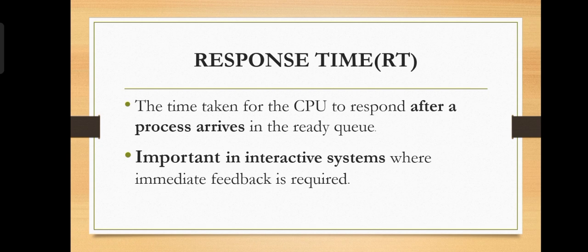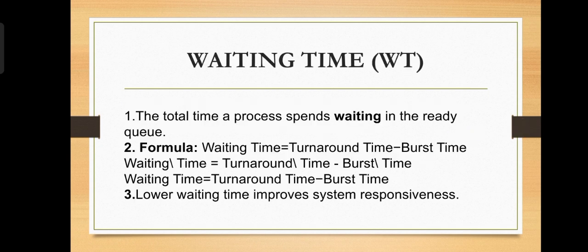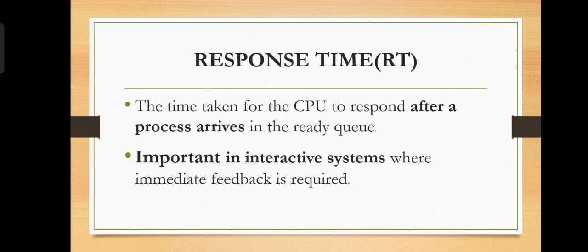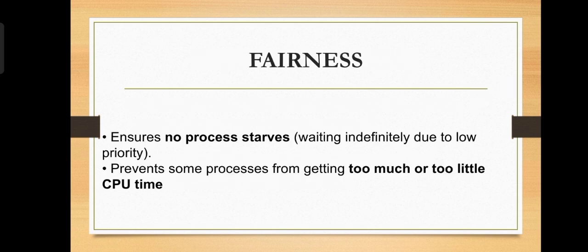Next is the response time. As we saw in the previous slide, lower waiting time improves system responsiveness. Here we note response time: the time taken for the CPU to respond after a process arrives in the ready queue. It is important in interactive systems where immediate feedback is required. Fairness ensures that no process waits indefinitely due to low priority. It prevents some processes from getting too much or too little time from the CPU.